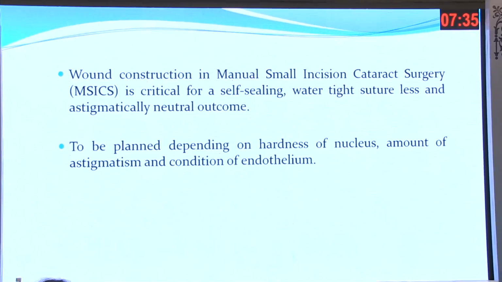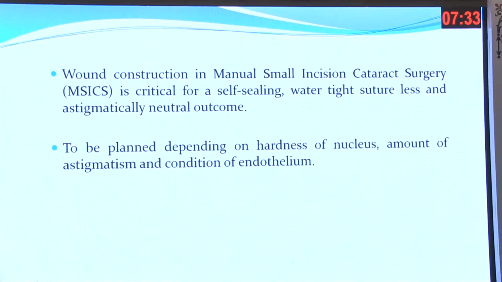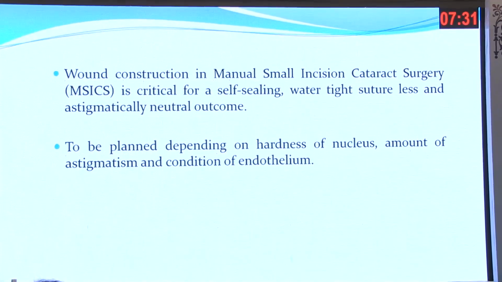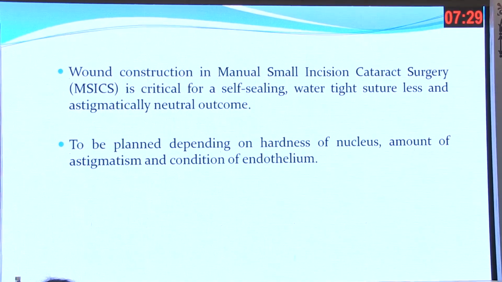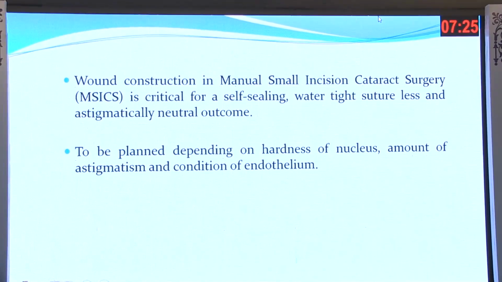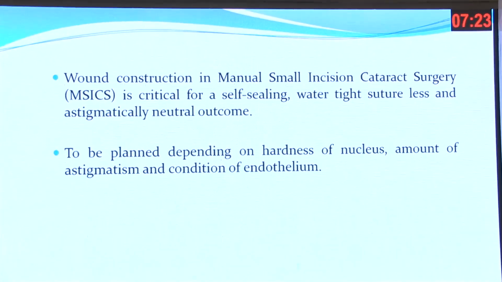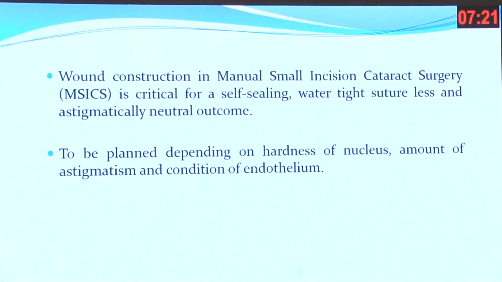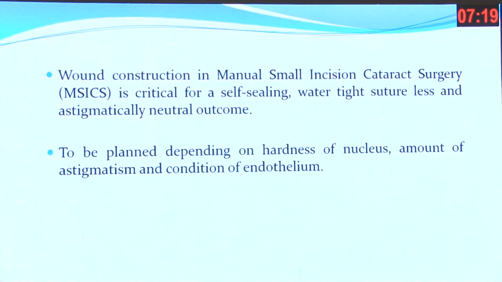Basically, "small" is, I think, a misnomer, because small is still bigger than smaller. So it should be called adequate incision surgery, to be planned depending on the hardness of the nucleus, the amount of astigmatism and the condition of the endothelium.